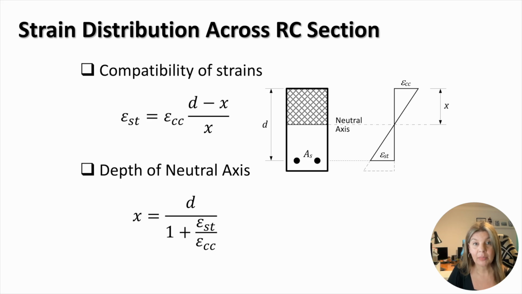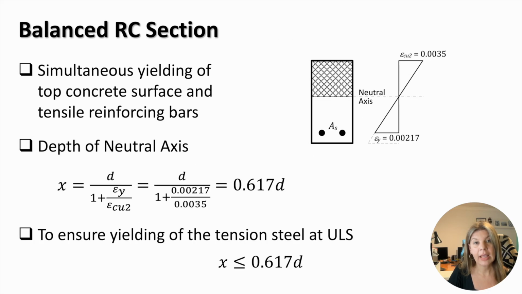Due to the same angle in both triangles, the ratio of triangle legs is also equal. Therefore, the depth of the neutral axis can be found from this ratio as the expression given here on the slide. Essentially, we've been using the geometry of similar triangles. In a balanced section, both steel and concrete fail at the same time. Therefore, the compression strain in concrete at the top of the compression zone and the tension strain in steel will be equal to the ultimate values at section failure.